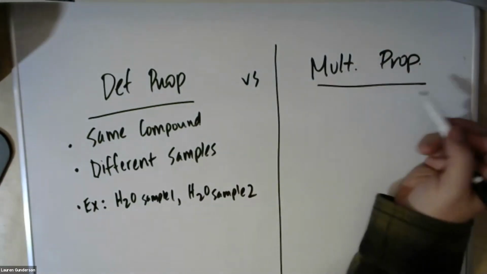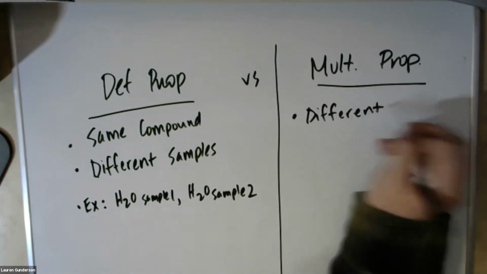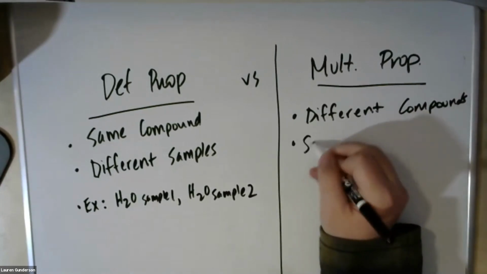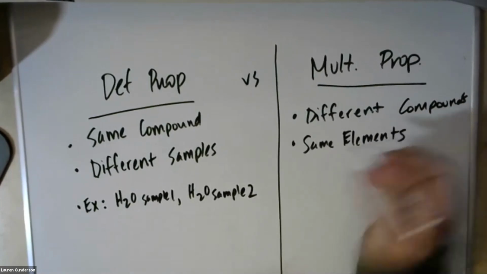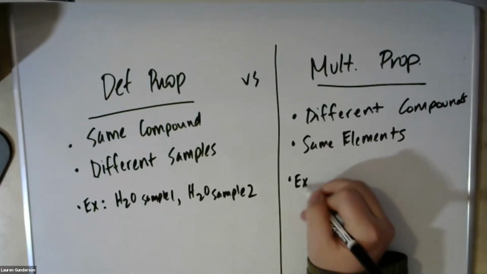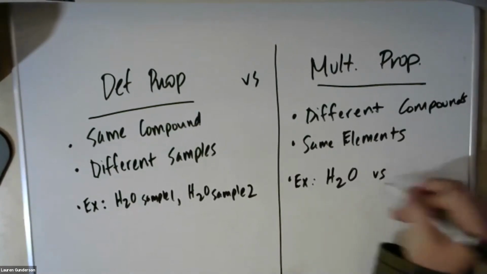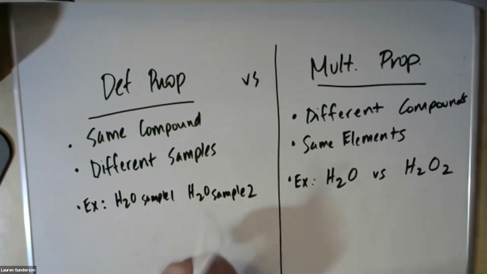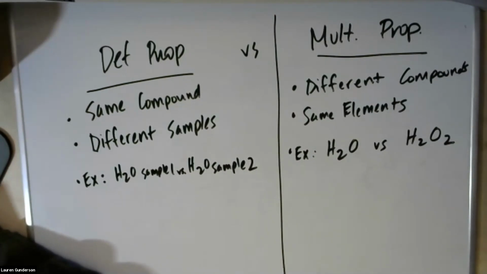Okay, the law of multiple proportions, we're going to be looking at different compounds, but the same elements. Okay, and examples would be H2O versus H2O2, for example. We could even put a little versus here. Okay, so this is going to be the difference between these two laws.